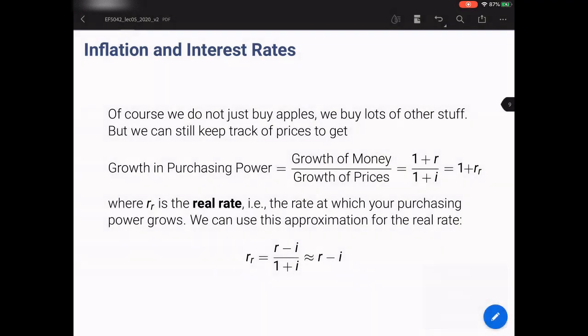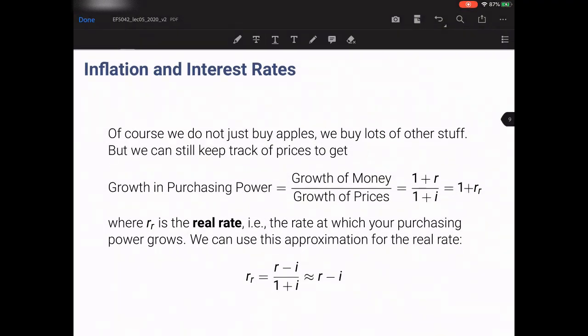Strictly speaking, RR represents the nominal interest rate after adjusting for price increases. Or if you want to think of it more abstractly, using economic intuition, it's supposed to represent your purchasing power of goods and services, tangible goods and services, not just in dollar form.